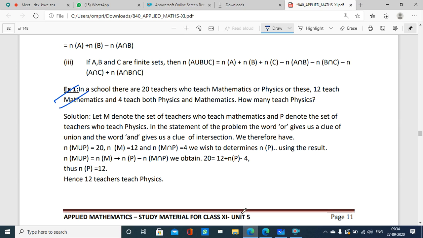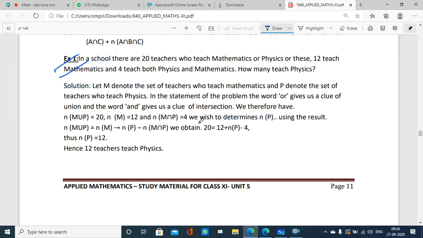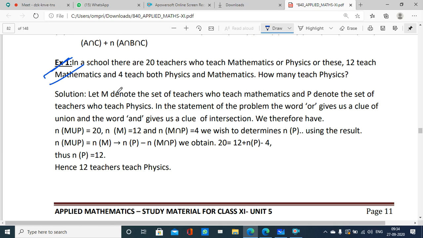Now let's do a couple of examples. First question. Can you see the screen? Okay. In a school, there are 20 teachers who teach mathematics or physics.